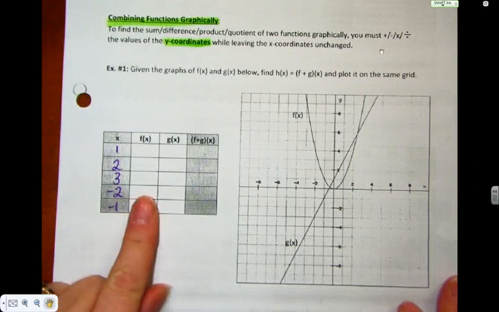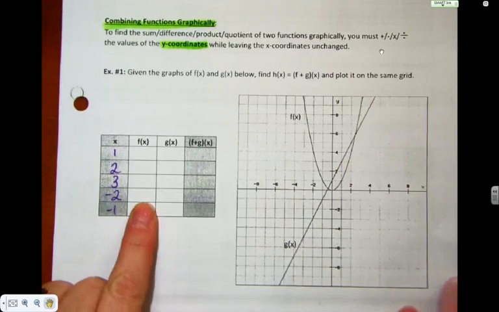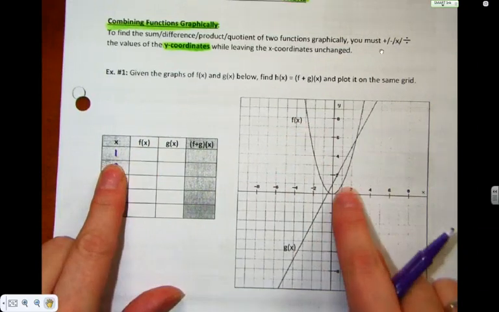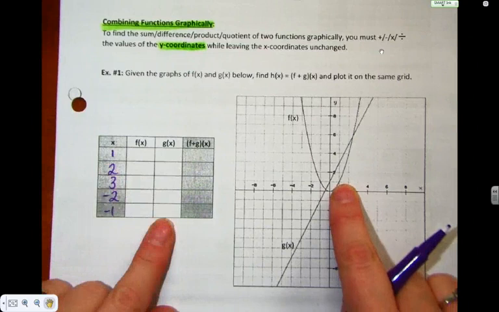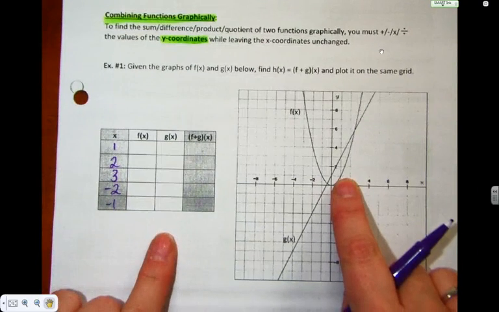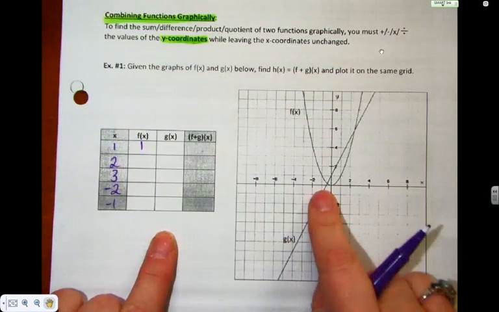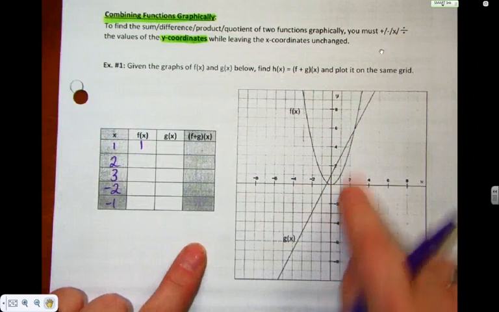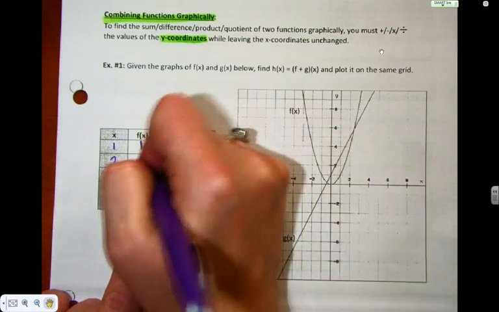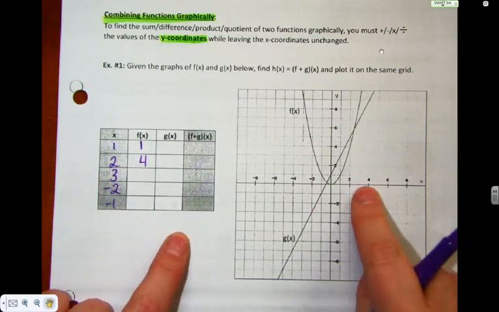Okay, first thing I'm going to do is go to the f of x function and get the y coordinates. So just make sure you're looking at the correctly labeled graph. So we're going to f of x. So go to 1. Tell me what's the y coordinate of f of x at 1. 1. What's the y coordinate of f of x at 2? 4. What's the y coordinate of f of x at 3?